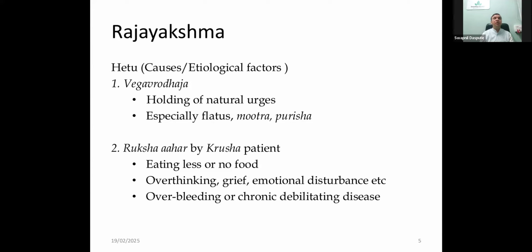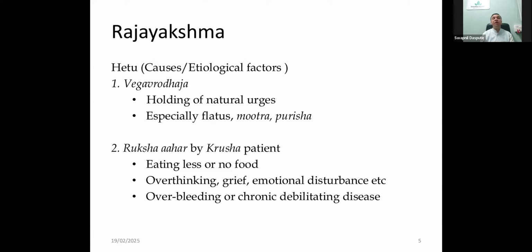Ruksha Ahara by Krusha patient. So the patient is already Krusha. Krusha means cachexic or emaciated or thin, not very fat. So Ruksha Ahara by Krusha patient, eating less or no food, overthinking, grief, emotional disturbance, etc., overbleeding or chronic debilitating disease.